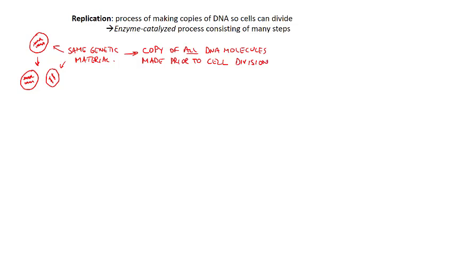And before we get into the nuts and bolts of how this happens, it's worth pointing out that this is an enzyme catalyzed process, and it's quite complicated. We're going to give you guys the easy version of it. It's going to consist of many steps, and it's also worth mentioning that massive amounts of ATP are needed in order to drive this process. So we're not going to get into which steps require ATP and why, but it's a massively ATP-dependent process. Cells cannot divide without energy.